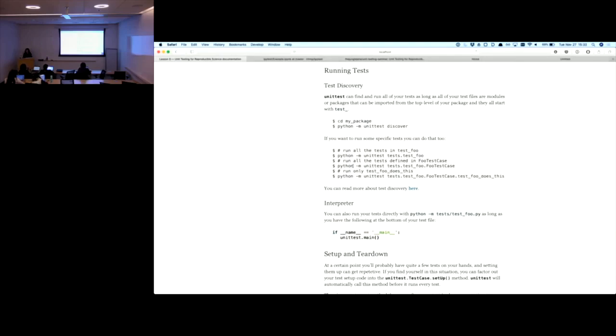So unittest can find and run all of your tests as long as you follow a couple of conventions. The first is that your test files should all be modules or packages that can be imported from the top level of your package. So this means that they need to be Python files. They need to be organized into a package structure. They need to have __init__.py files.